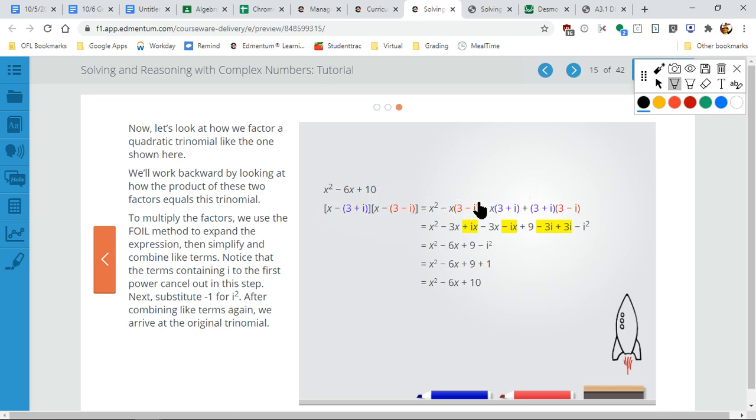So let me make this a little better. And then we're going to do this one right here. The reason why I circle it is to let you guys know that we're taking the negative as well. And for the last one, we're taking all of this times all of this. So that's why it turns into a positive.